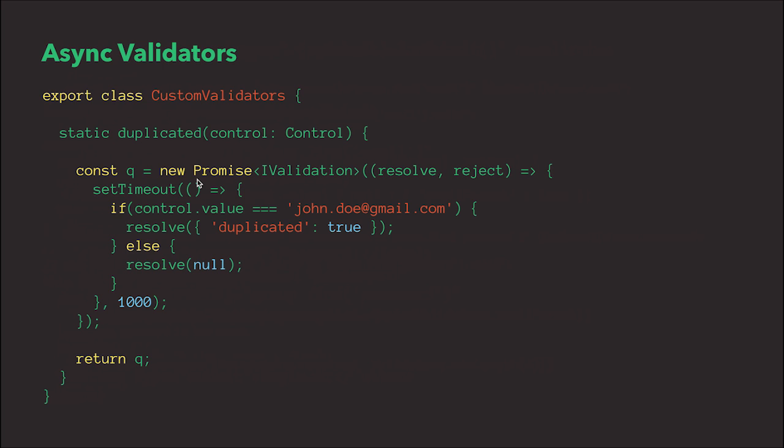What we're trying to replicate here is the idea of checking to see if a username is already being taken or if it's available. We're going to simulate that by using a set timeout. Then we're using the ES6 syntax for promises and returning that promise out of this validation method. After completing our validation, we either resolve with null to tell Angular that this validation has successfully passed, or resolve with an object which tells us what kind of error has been set to true.